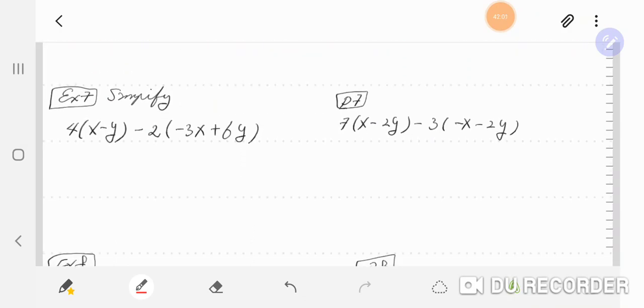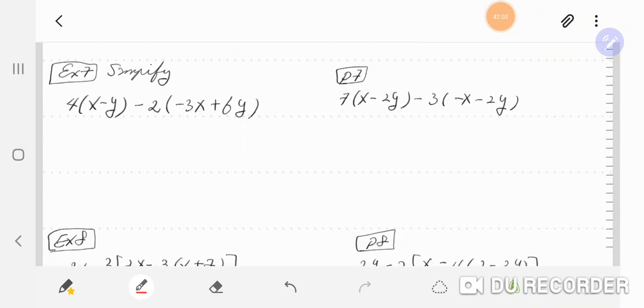Okay, let's simplify this. We will do the same thing. This expression is more complicated, but still okay. What we do is distribute this. This will be equal to 4x. The 4 times negative y, right? 4 times negative y is negative 4y.